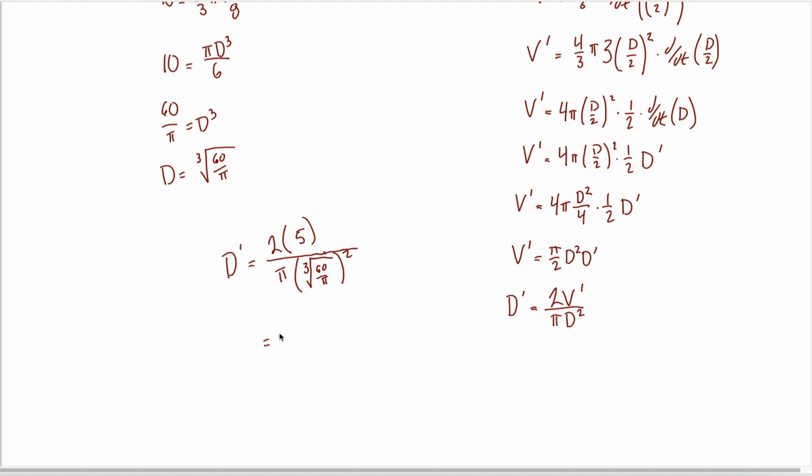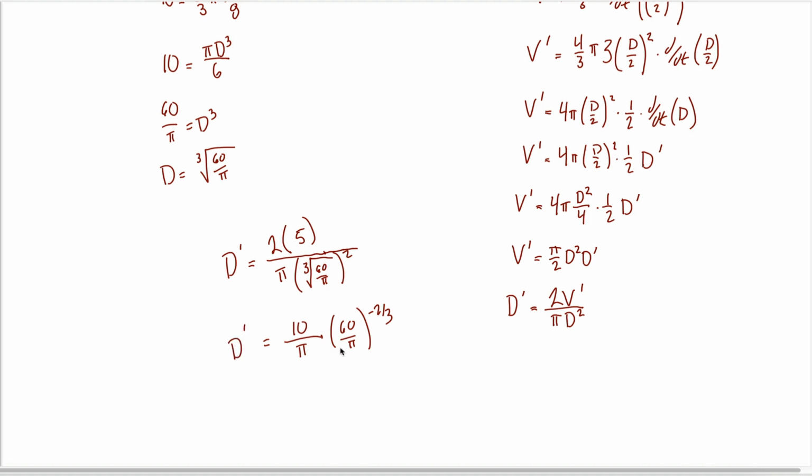Clean this up a little bit if you feel like it. 2 times 5 is 10. Maybe I'd write it as 10 divided by pi times 60 over pi raised to the negative 2/3 power. Negative because this 60 over pi is down in the denominator. 2 because this thing is being squared. Thirds because I'm taking the cube root. There's plenty of other ways you could write this, but maybe I'm going to call that good.